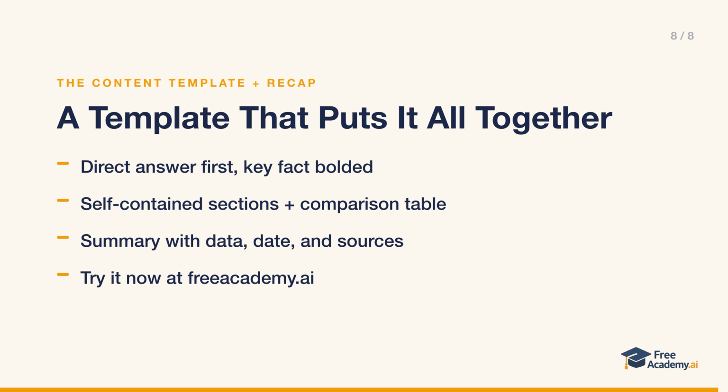Quick recap of this lesson. The inverted pyramid puts key information first. Heading hierarchy helps AI navigate. Self-contained sections can be extracted independently. Lists and tables are highly extractable. Definitions reduce ambiguity. Summary blocks provide citable takeaways, and data needs clear sources.